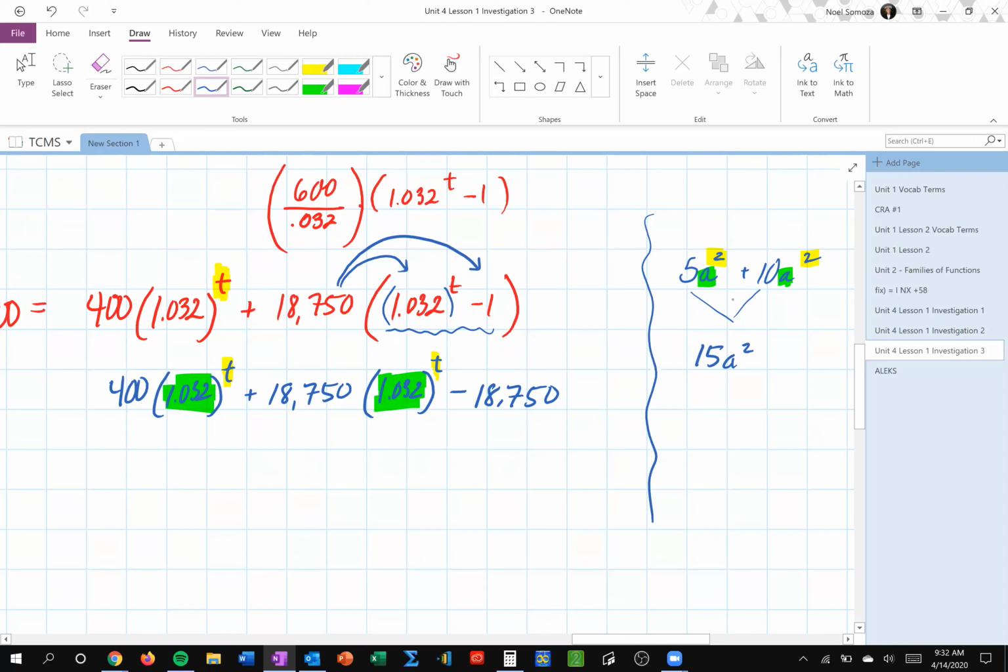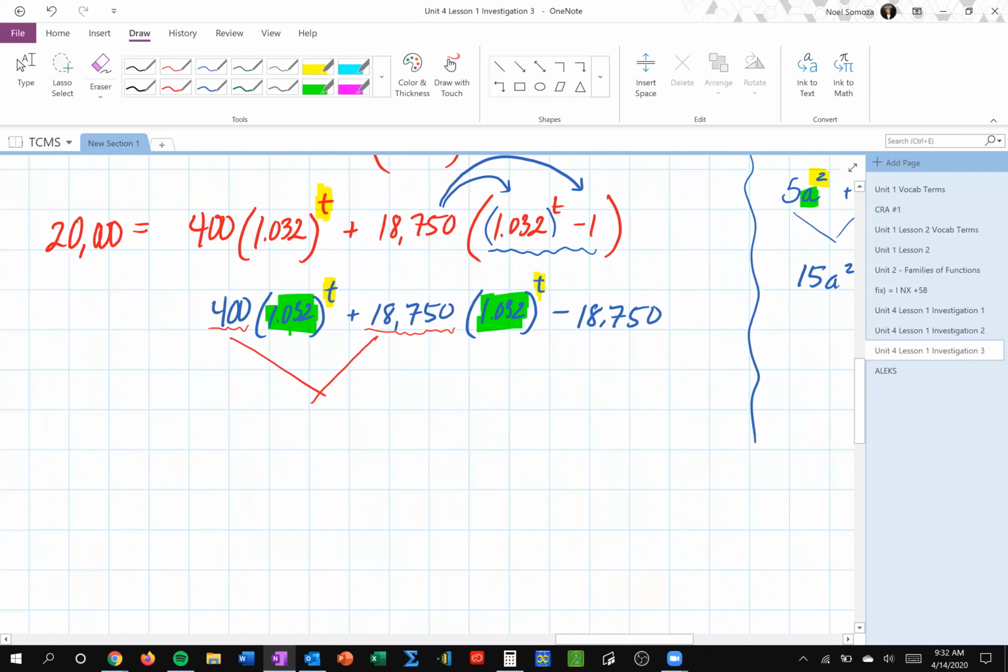I'm trying to show you how it's very similar to what we have in front of us here, because what I have is a 400 as my coefficient and an 18,750 as a coefficient, but the base of 1.032 is the same, as well as the same power. When you have those conditions of the same base with the same power, what you're allowed to do is add these two coefficients together. This is what we were trying to do the whole time, to bring the two different t's together as one expression.